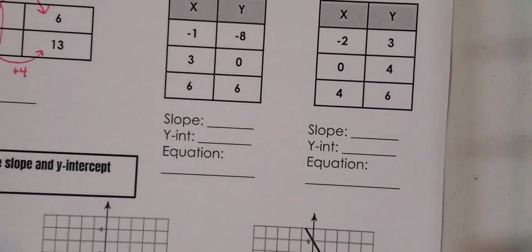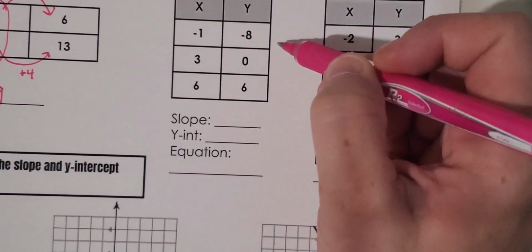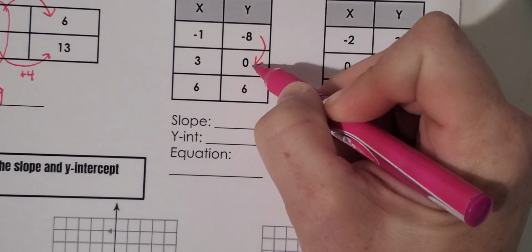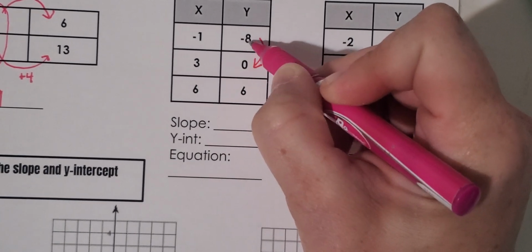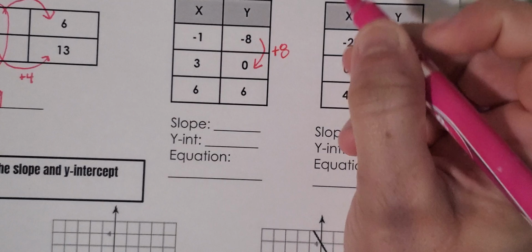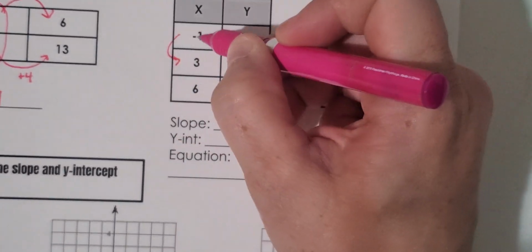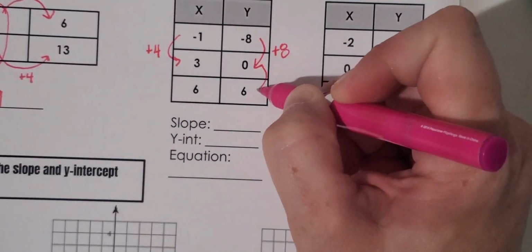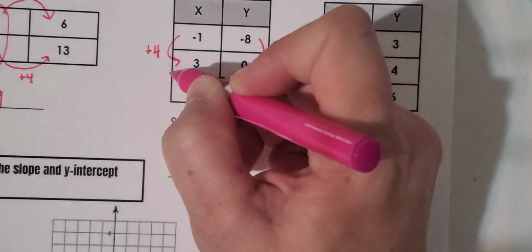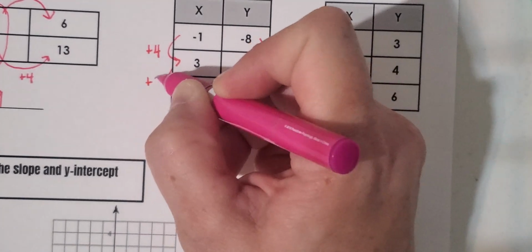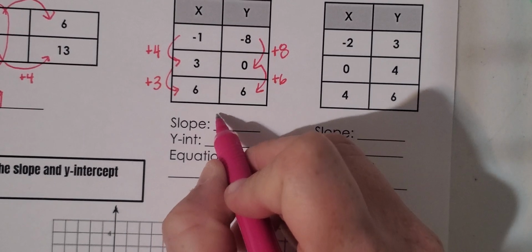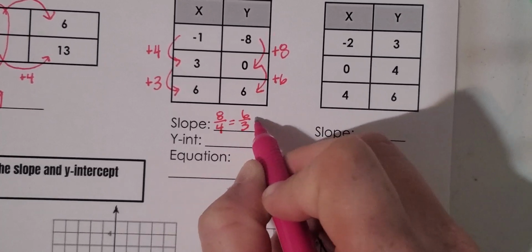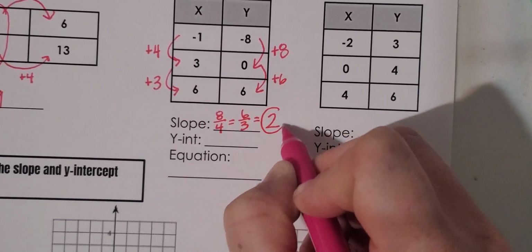The next one we are looking at is my change in y over change in x. So -8 to 0 would be adding 8. From -1 to 3, I'm adding 4. From 0 to 6, I'm adding 6. From 3 to 6, I'm adding 3. So my change in y is 8/4. My change in y is 6/3. If I simplify all of that, my slope is going to be 2.